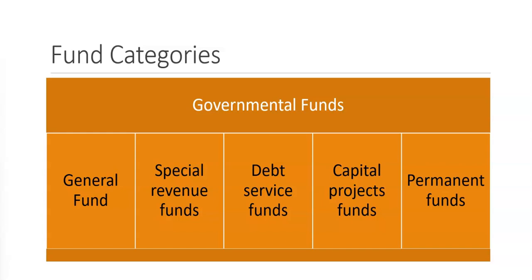Then we have capital projects funds. Capital projects funds are to make sure that we separate and set aside money for upcoming capital projects that the city is interested in participating in. And then permanent funds. So permanent funds are for endowed funds. And what endowed funds are, are funds that have been donated where the city can only spend earnings on the funds but cannot spend any of the principal.